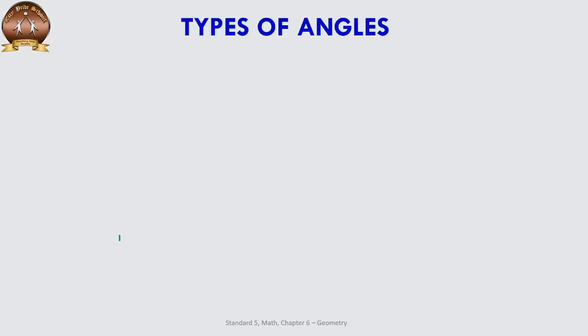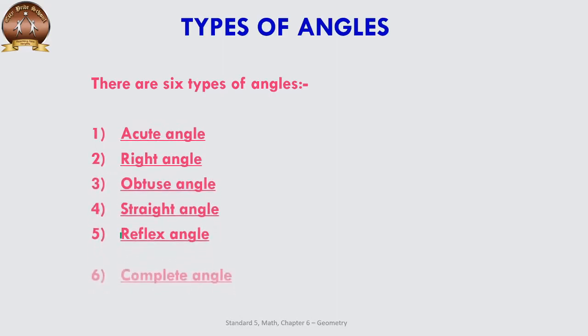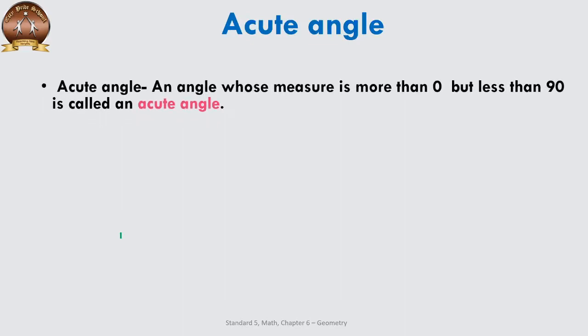Now we are going to learn about how many types of angles are there. There are 6 types of angles. The first one being the acute angle, then the right angle, obtuse angle, fourth being the straight angle, then fifth reflex angle, and then the complete angle. One by one we are going to discover about them in the next coming slides. An acute angle is an angle which measures between 0 and 90, which is more than 0 but less than 90.